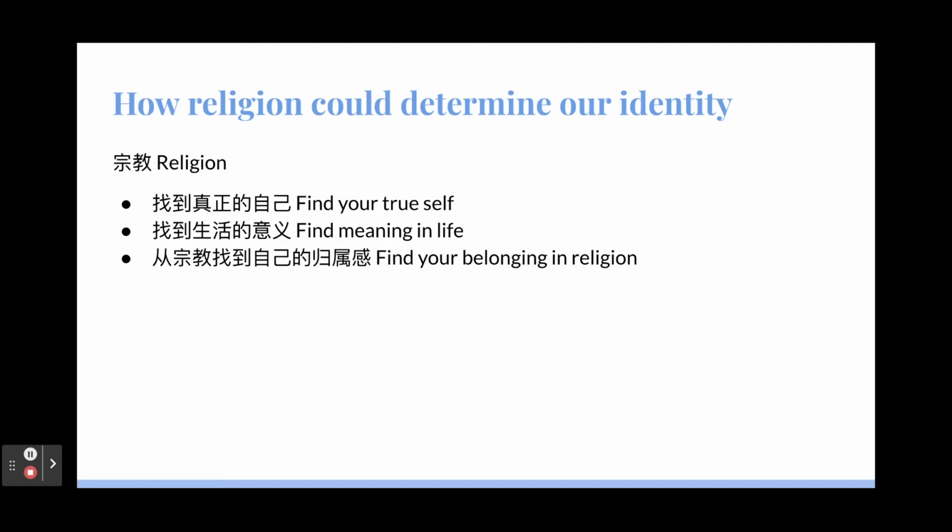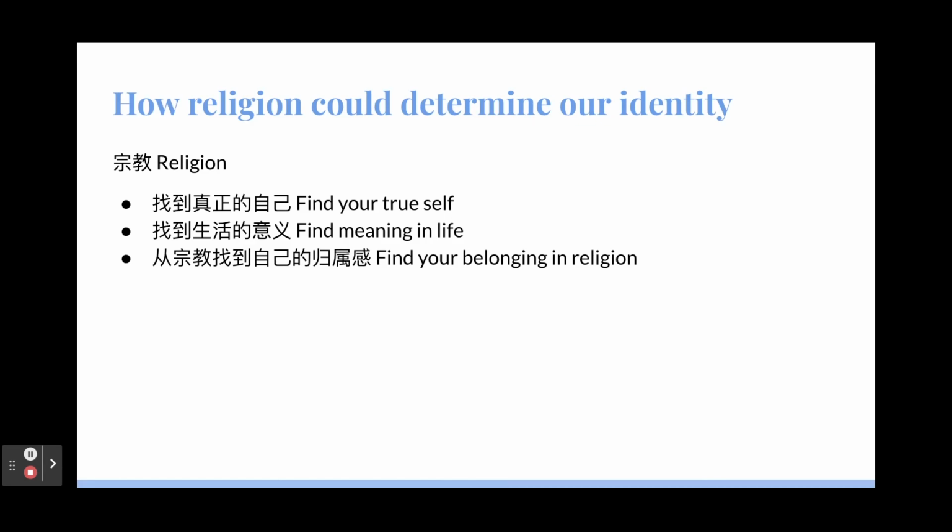So religion in Chinese is 宗教, and through religion we could find our true self, which means 找到真正的自己, which you could use to support this when you're writing about religion. And for the second point, I said you could find meaning in life, because some people find their meaning in life by following a religion. I thought it was a good point to support this topic. So you could say this in Chinese by saying 找到生活的意义, which means find meaning in life.